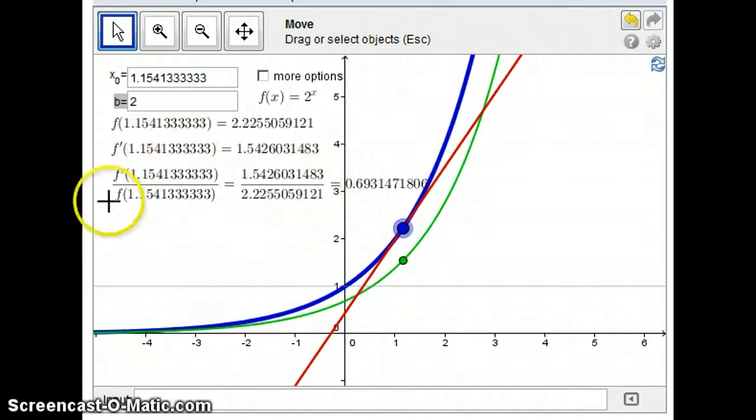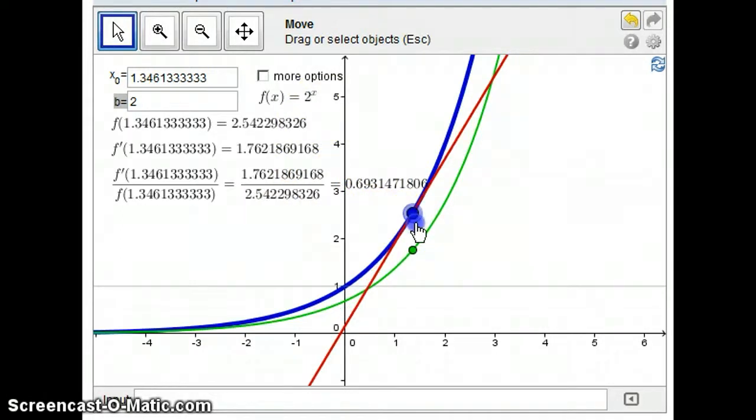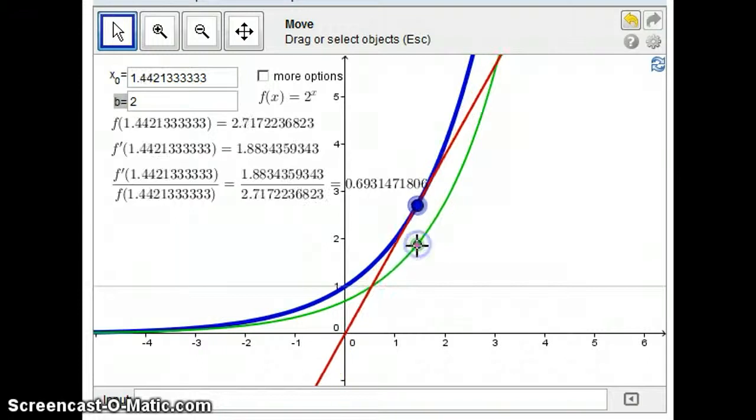If you take a look, when I divide the derivative by the value of the function, these two numbers always change, but the ratio remains constant. This is exactly what it means when we take the derivative of an exponential function. The derivative of an exponential function is proportional to the function. So for 2 to the x, everywhere I move, this ratio never changes.